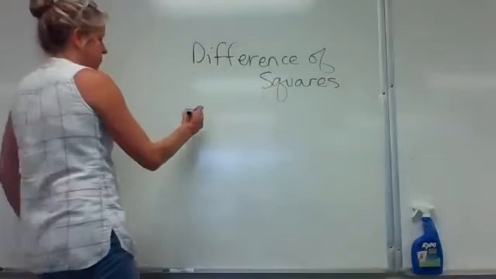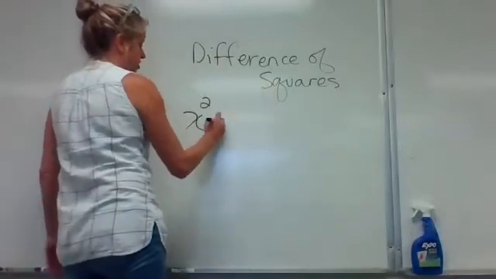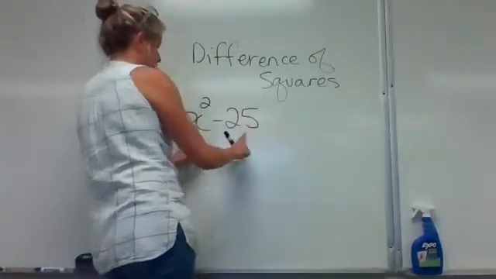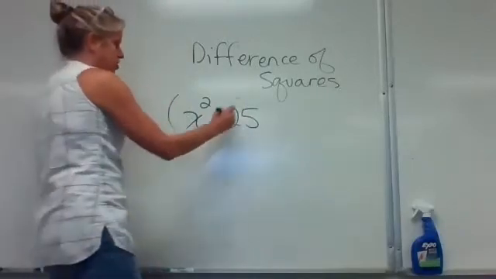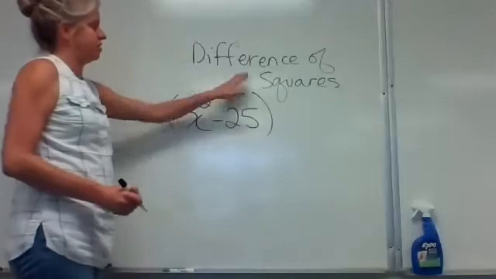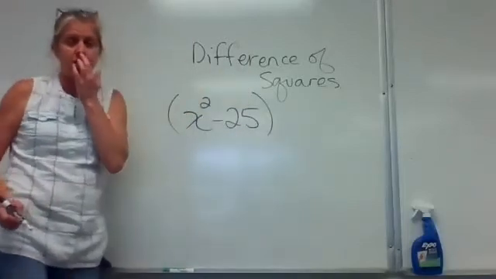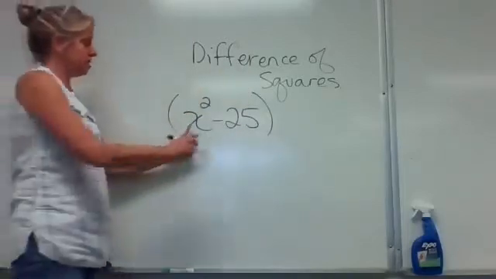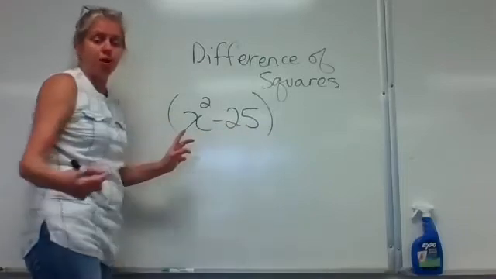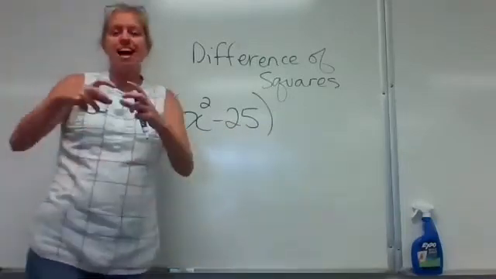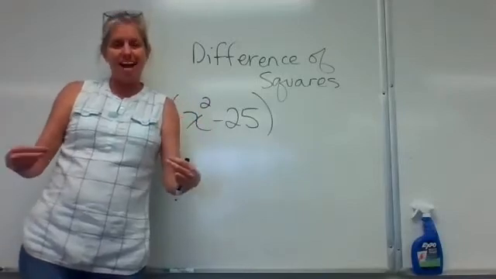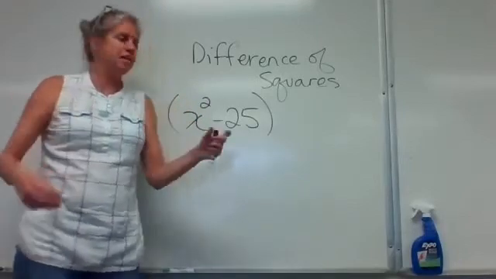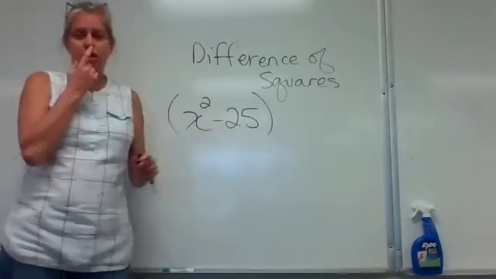So if you run into something while you're factoring that looks like this, and you have two terms, okay, x squared minus 25. This is called the difference of perfect squares, which means both terms are what we call perfect squares, which means I can break them down into two numbers that are the same. And when I multiply them together, I can get x squared and 25.